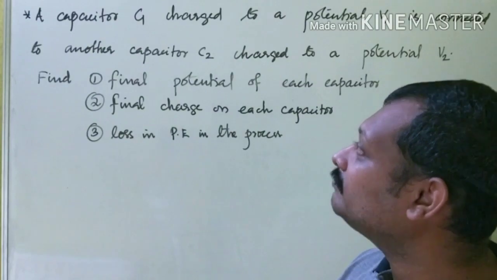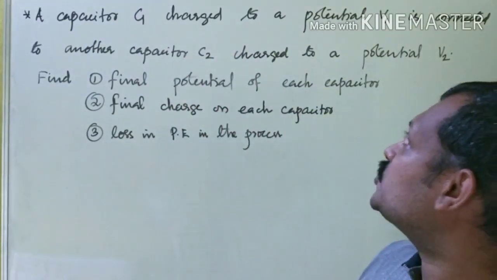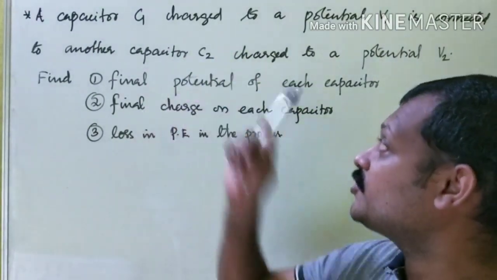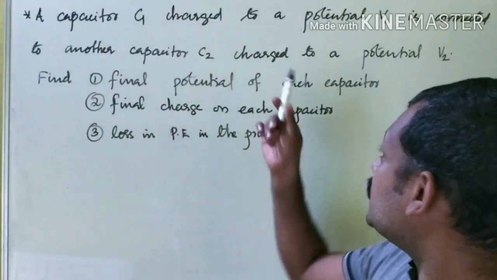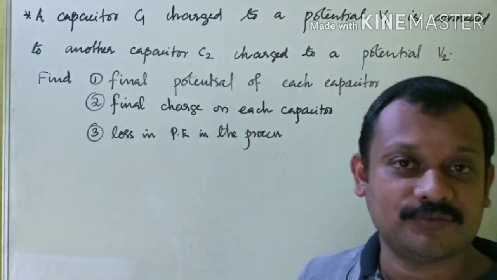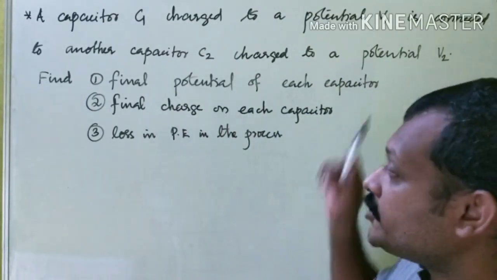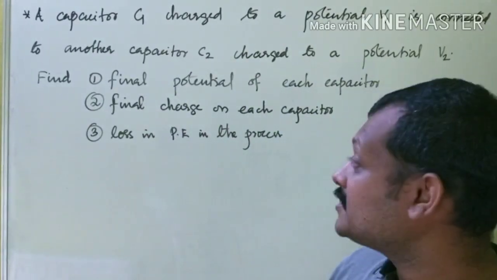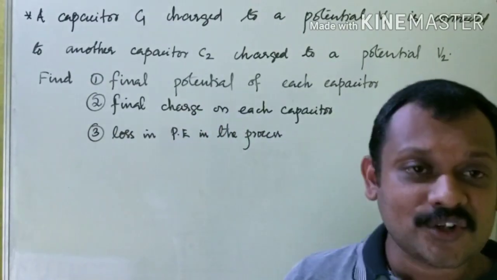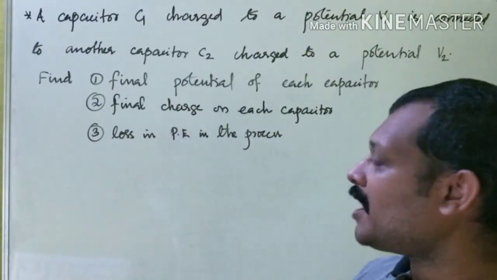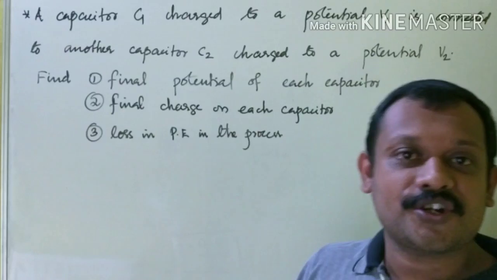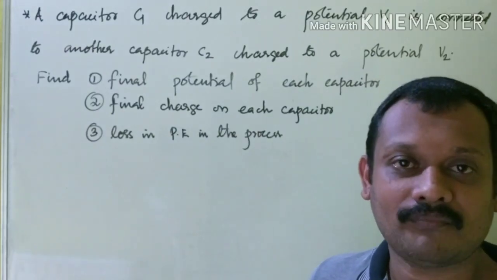Let's read the question now. A capacitor C1 charged to a potential V1 is connected to another capacitor C2 charged to a potential V2. What am I asked to find out? First part, the final potential of each capacitor. Second part, the final charge on each capacitor. And third part, the loss in potential energy in the process.